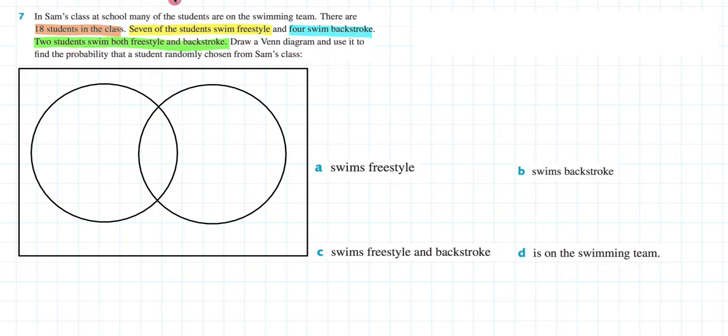Ooh, that's going to be important. We're finding the probability that a student randomly chosen from Sam's class A swims freestyle, swims backstroke, swims freestyle and backstroke, or is on the swimming team.